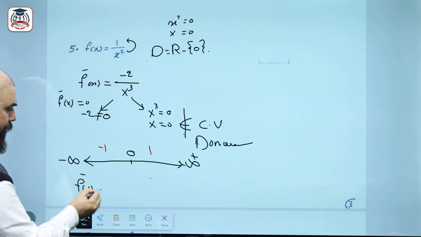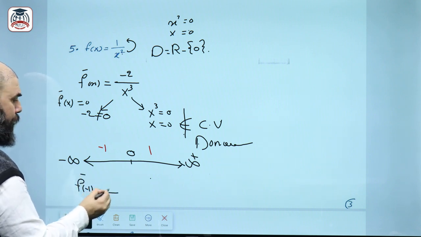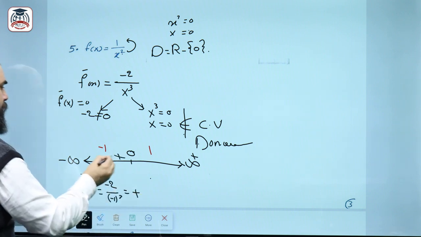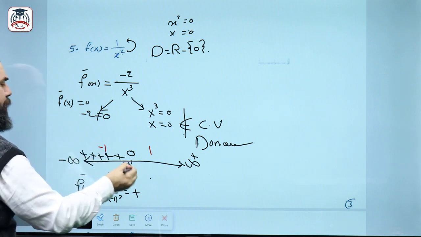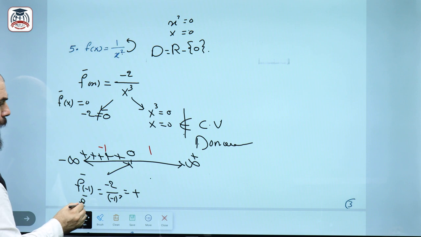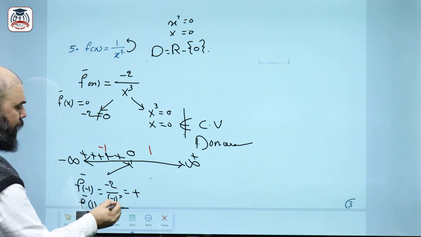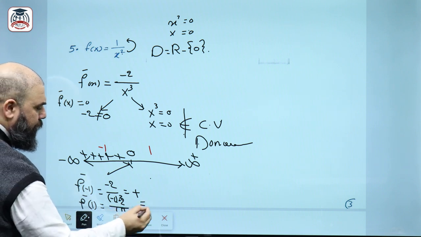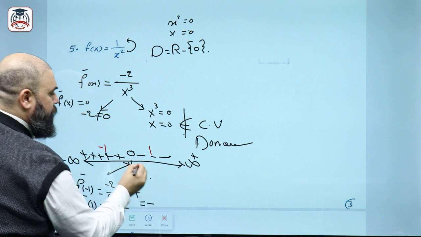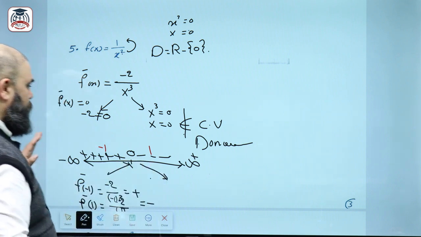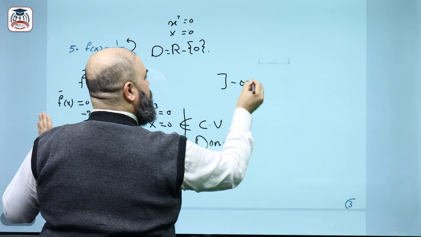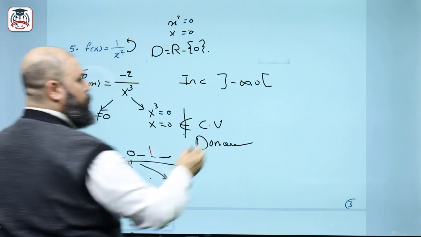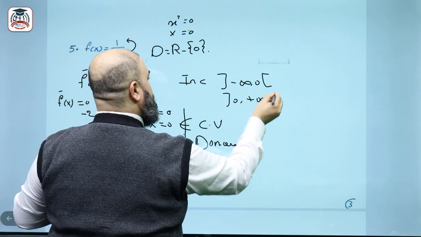F prime of negative 1 is negative 2 divided by negative 1 cubed, which is positive. This region is a positive, increasing region. F prime of 1 is negative 2 over 1 cubed, which is negative, so this is decreasing. Then we have negative infinity until 0 as the increase region, and 0 to positive infinity as the decrease region.